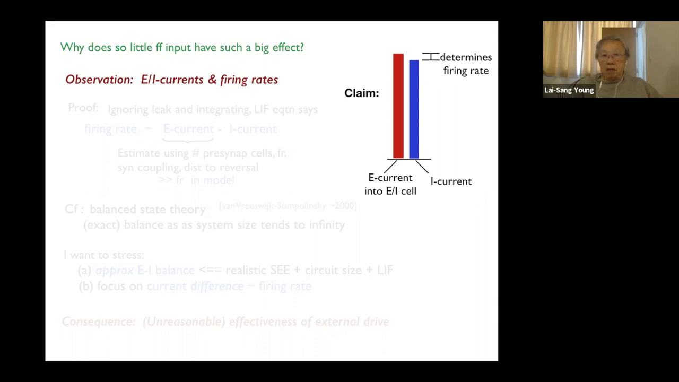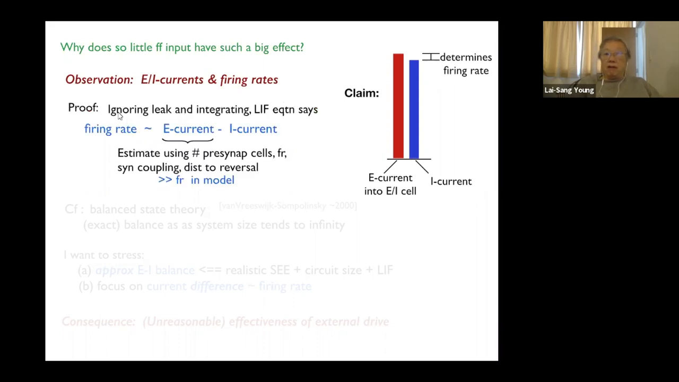I claim this, and let me give you a proof, okay? I'm proving this using the integrate-and-fire equation. Let's ignore the leak. Then if you integrate both sides, the left side gives you the firing rate, and the right side gives you E current minus I current, if you view I current as positive, the magnitude of the I current, okay?